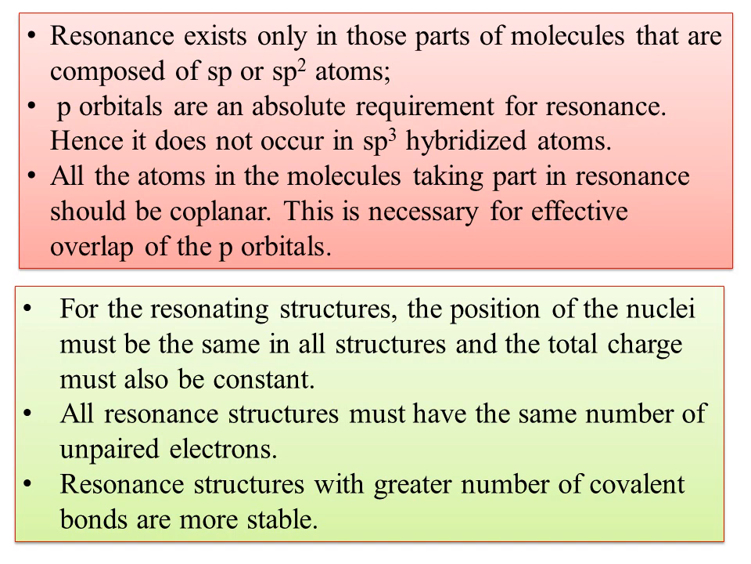So if all those things are there, then only we are going to consider they are not two different structures, but the same structure. They are the resonating structure. All the resonating structures must have the same number of unpaired electrons, and the total charge must be constant in all these structures. Resonance structures with a greater number of covalent bonds are more stable.